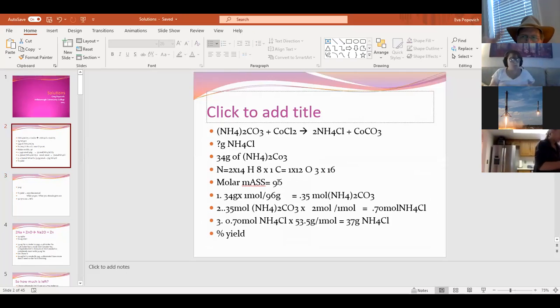Three steps. Turn your known grams into moles. You do this by taking your grams and multiplying it by 1 mole divided by the molecular weight. Second step, turn your moles of known into moles of unknown by using the molar ratio. Where do you find the molar ratio? You look at your balanced chemical equation. The coefficient in front of your unknown goes over top the coefficient in front of your known.